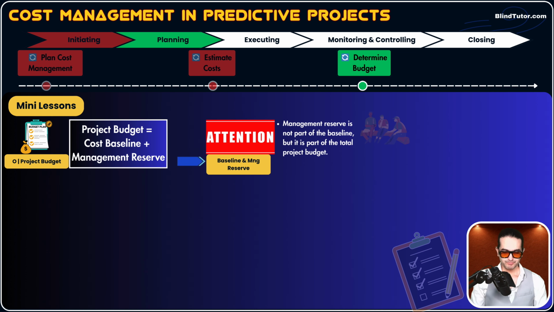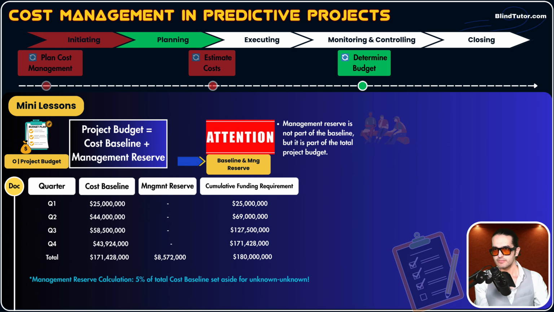Guys, the project budget will look something like this, okay? We're going to have the quarter, just like cost baseline, okay? Cost baseline amount, and then management reserve, and then cumulative funding requirements. So how much management reserve do we put aside? Do we put aside management reserve for each quarter, for each deliverable, for each activity? You need to tailor it to context. It really depends on your project's complexity, size, and preferences. Different project managers apply management reserve in different ways.